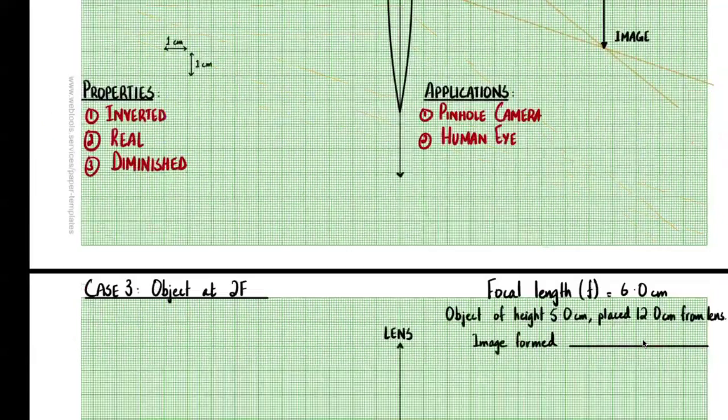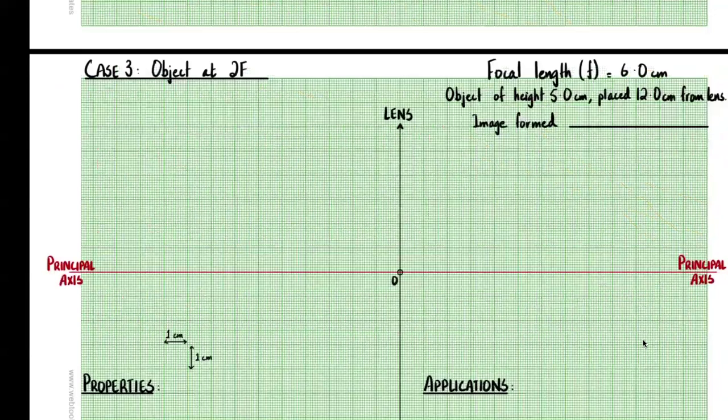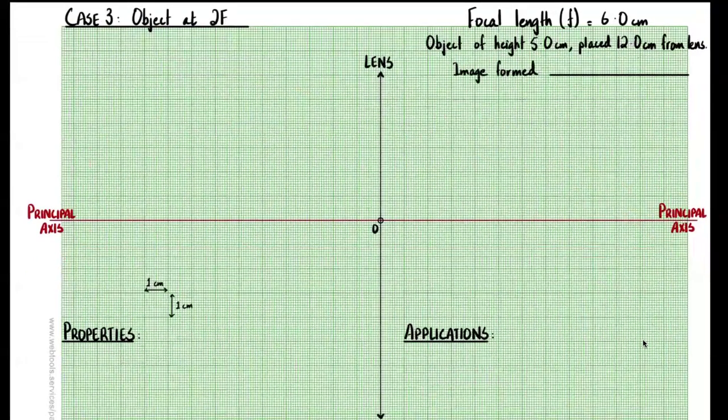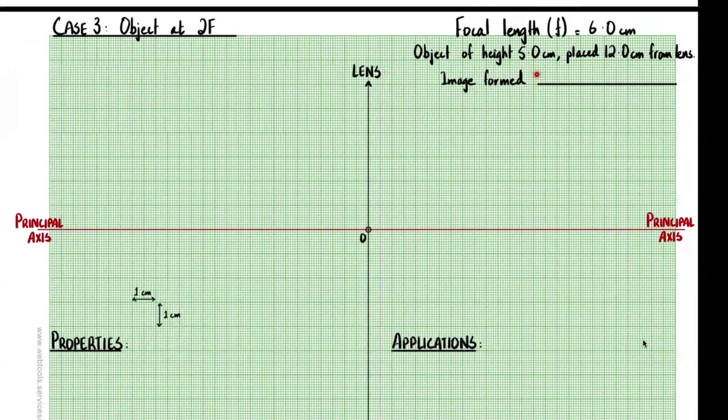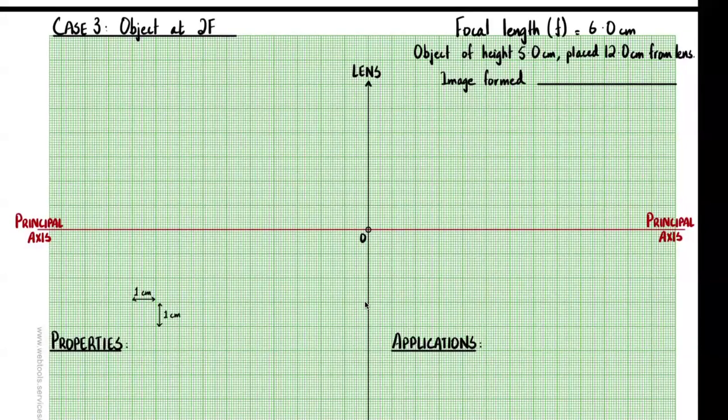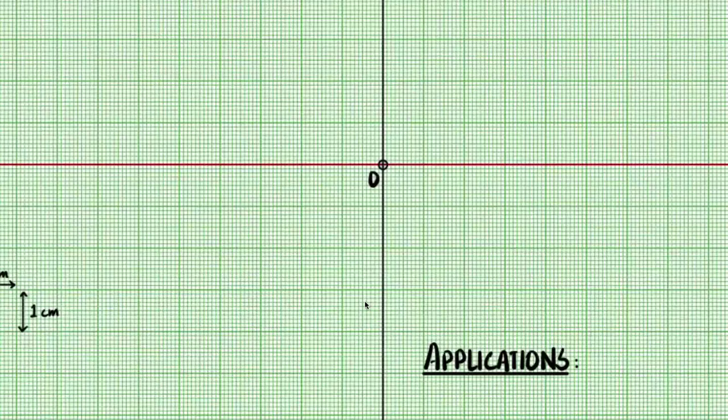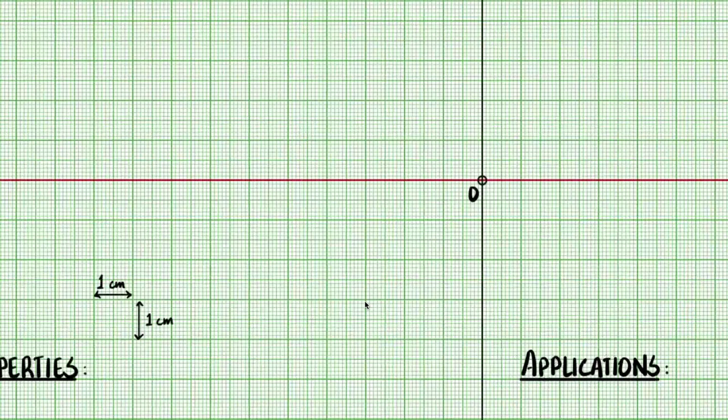Case 3. Object at 2f, focal length is 6 centimeters. The scale is given, so this time we'll have to mark everything here. Object of height 5 centimeters is placed 12 centimeters from the lens, and we have to show the formation of the image. All right, so this time we have to do everything from scratch. Let's start. So first of all, given the focal length, let's mark the f and 2f points. So from here, it's going to be 1, 2, 3, 4, 5, 6. This is F. Let's mark this.